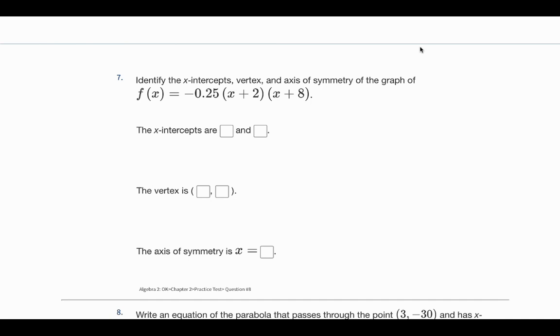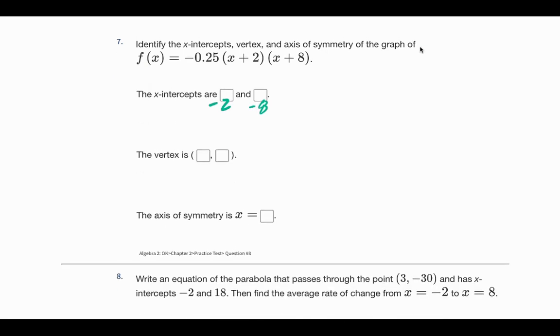So remember, the easiest way for you to think about it, again, is look at the x-intercepts. It's going to be the opposite sign. Since it's positive 2 there, we know we're going to have negative 2. And since it's positive 8, we know we're going to get negative 8 as my intercepts. All right.